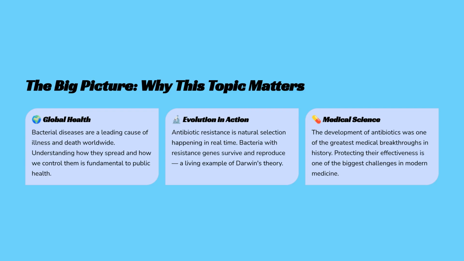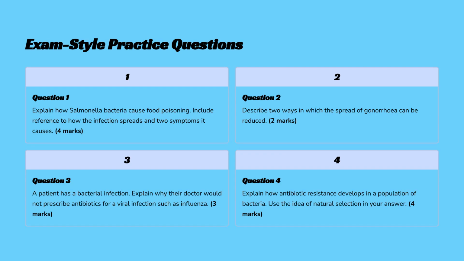This topic matters for 3 big reasons. First, global health, as these diseases are major causes of illness. Second, evolution, because antibiotic resistance is natural selection in action. Third, medical science, as protecting antibiotic effectiveness is a huge modern challenge. Let's put your knowledge to the test. Here are 4 exam-style questions covering Salmonella, Gonorrhoea, the difference between viral and bacterial infections, and the process of natural selection leading to antibiotic resistance.